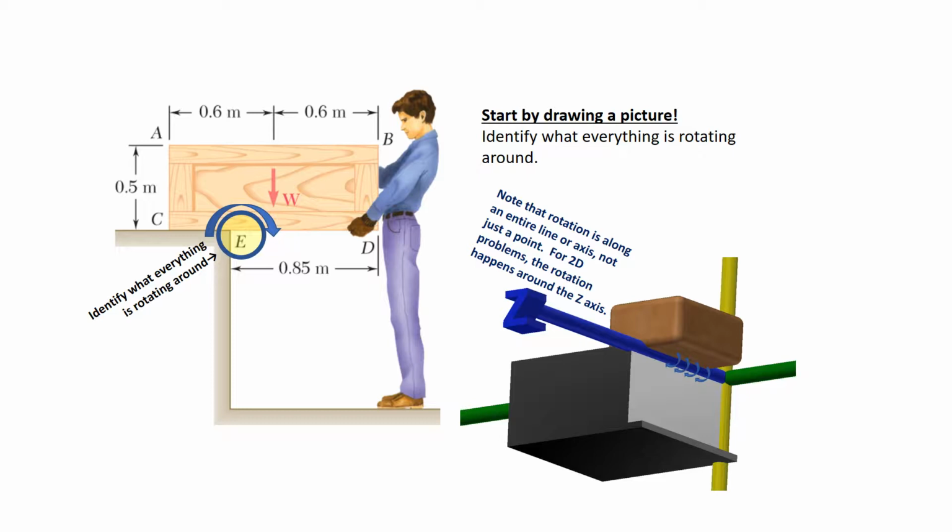Let's just think about this in 3 dimensions for a second to be sure everyone realizes what the moment is describing. So when we say the moment around the z-axis, that's because the whole crate is trying to rotate, not around a point. We only see the point over here, but it's rotating around an entire line. So this is what it's rotating around.